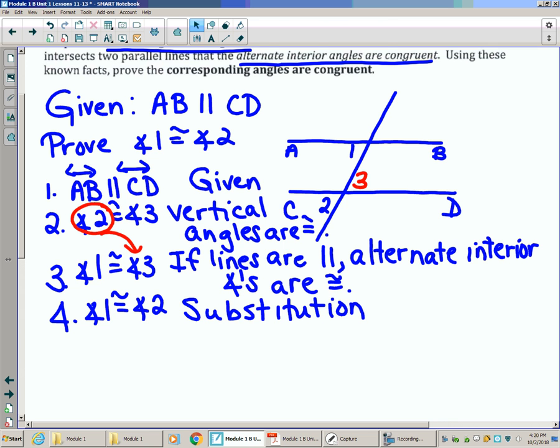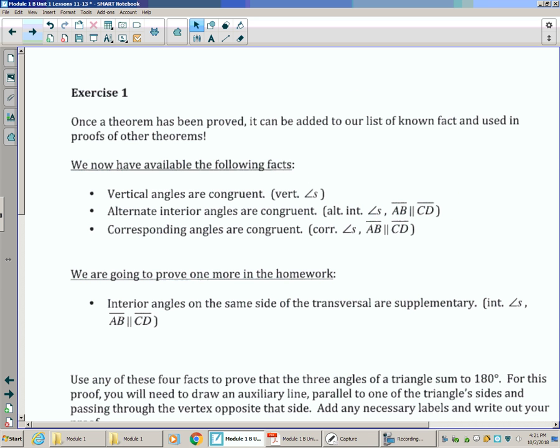So now we have a bag of tricks that also includes corresponding angles are congruent. It's kind of a little annoying, I guess, because you've already used these theorems, right? But now you know how to prove a theorem just like a real mathematician would.